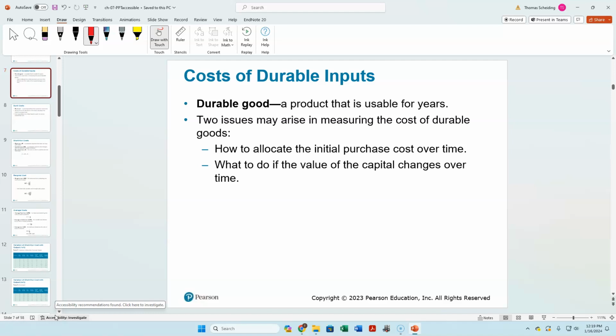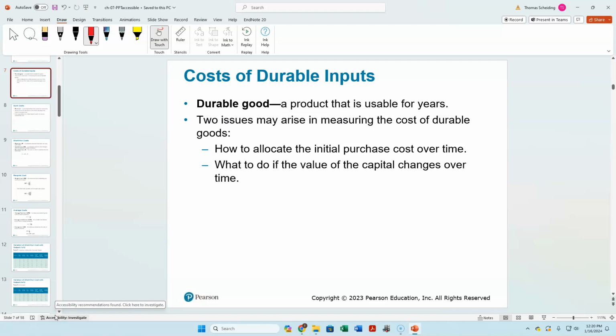One of them being a durable good. A durable good, although they generally define it as a product that's usable for years, for economists it would be something greater than 5 years. That's how we typically see it, especially for households. The issue, both from a tax and an accounting perspective, is how do you account for those costs of a durable good that lasts over a pretty significant period of time?